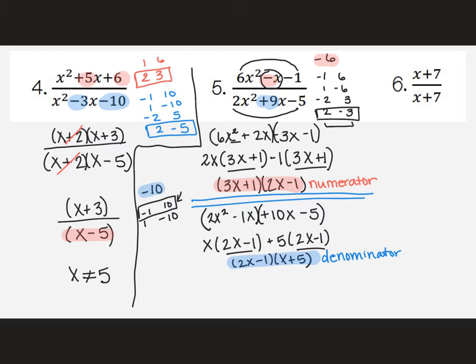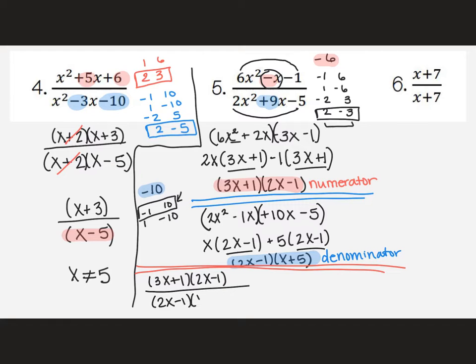When I rewrite, I would have 3x plus 1 times 2x minus 1 over 2x minus 1 times x plus 5. Looking for common factors, these 2x minus 1s will cancel out, and I'm left with 3x plus 1 over x plus 5. When I look at the denominator, I'm noticing that x cannot equal -5.